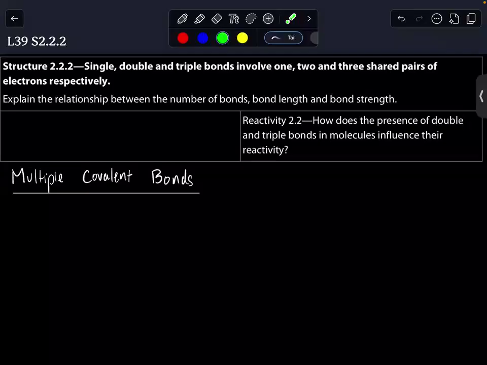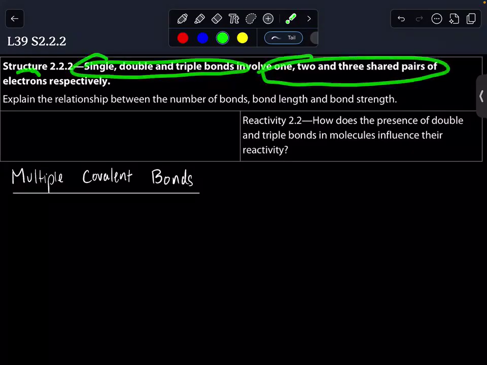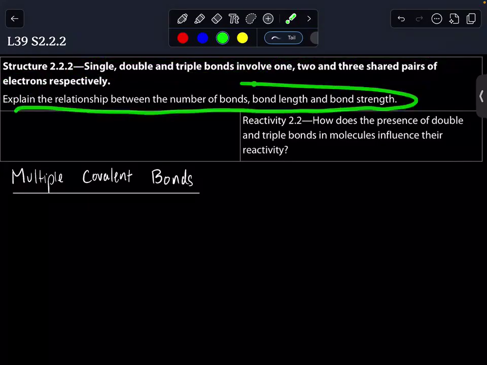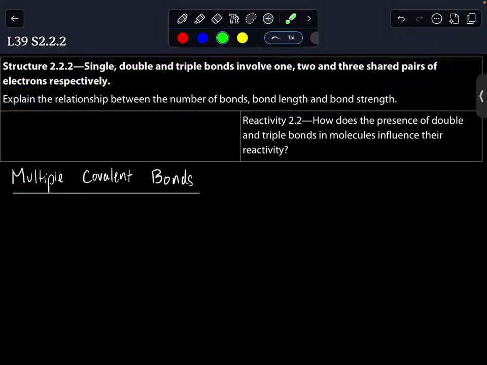Hello and welcome to lesson 39 of my DP chemistry curriculum. We're going over structure 2.2.2. What that goes over is single, double, and triple bonds involving 1, 2, and 3 shared pairs of electrons respectively. So we'll explain the relationship between the bonds, bond length, and bond strength by the end of this, as well as learn how to draw them. So without further ado, let's go into multiple covalent bonds.